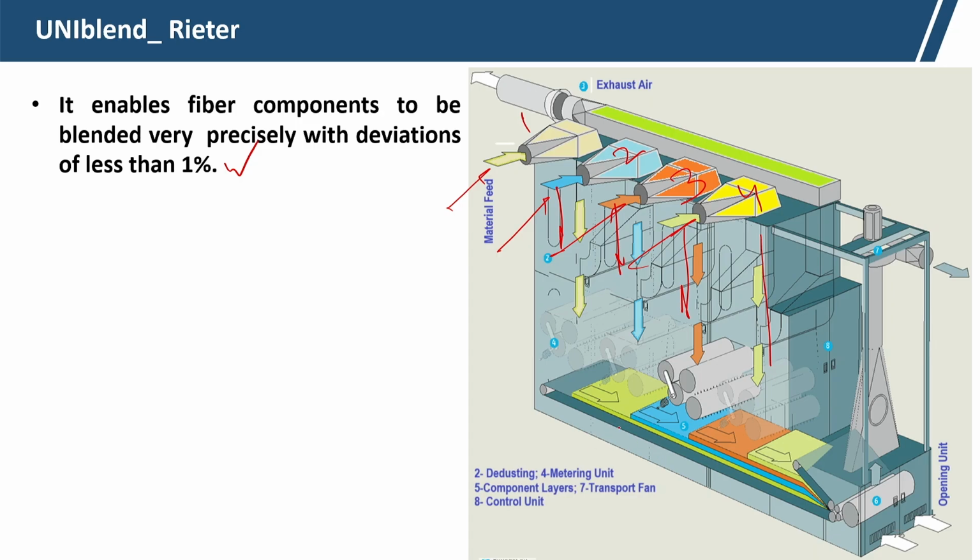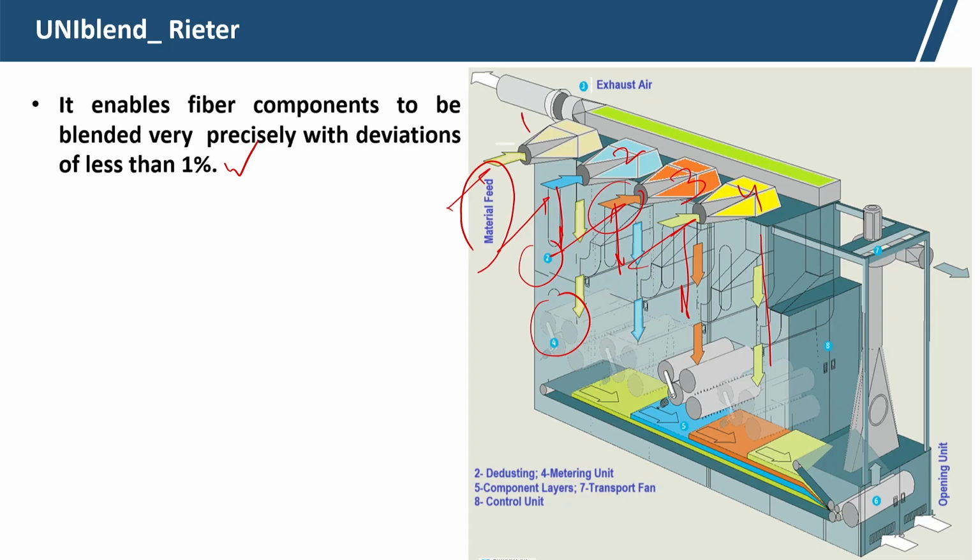Now, we can see the exhaust here, and the material feed is there. Then there is dedusting, so we have a dedusting mechanism which removes the dust from the fiber. Then there is a metering unit, which precisely controls the fiber flow.